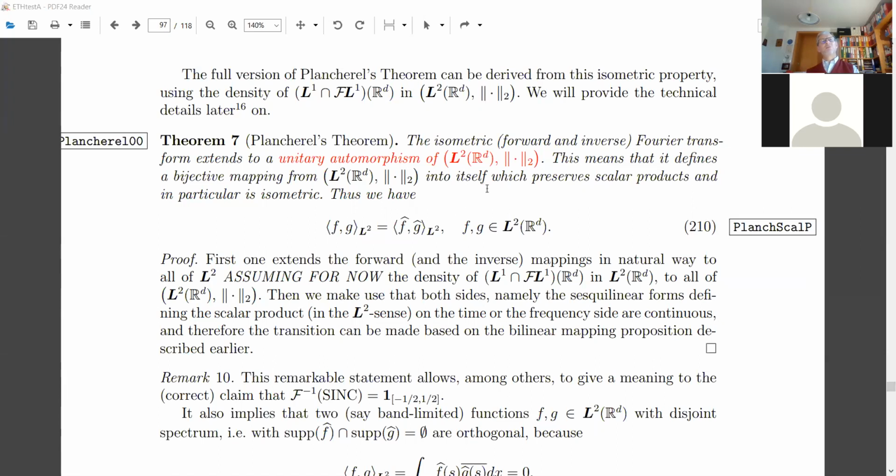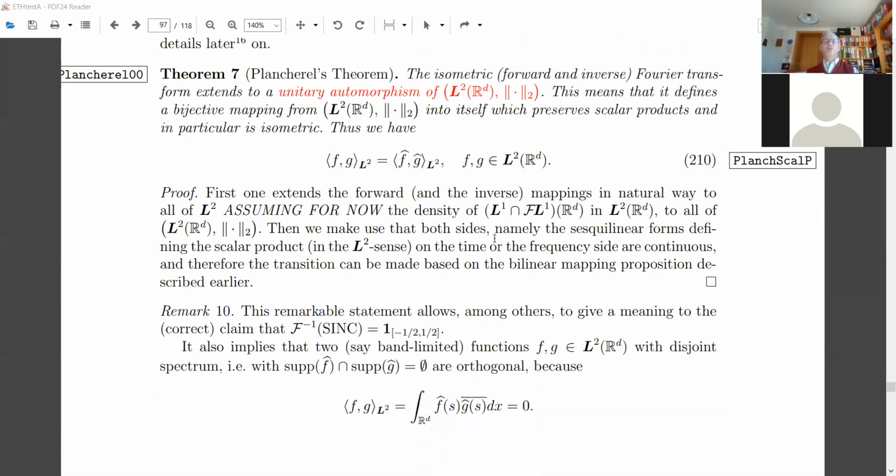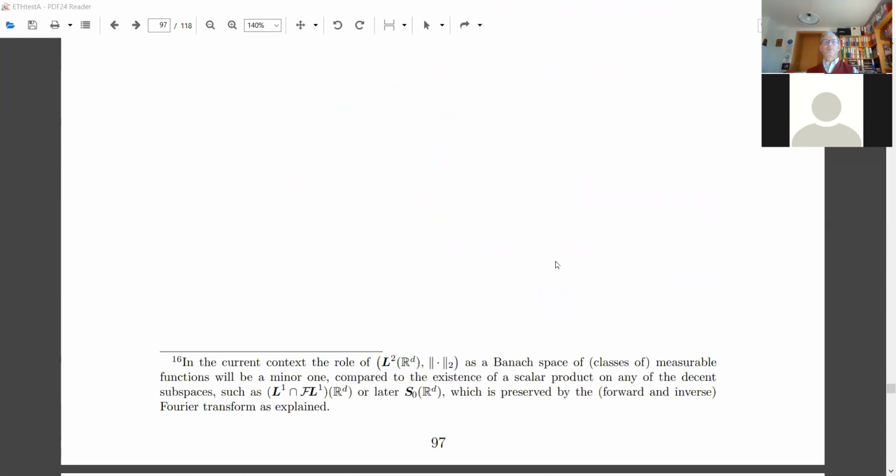So if somebody says, well, can I reach every L2 function? Well, you approximate it by functions in this space L1, FL1. You go back and say, well, the approximating elements can be moved on the other side, and because everything is isometric, you can easily extend this isometry. So Plancherel is an extremely strong theorem, and we have already more or less done it.